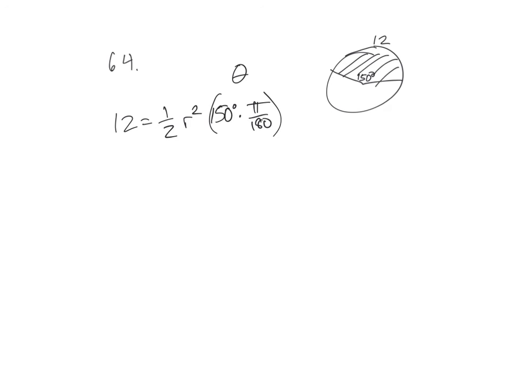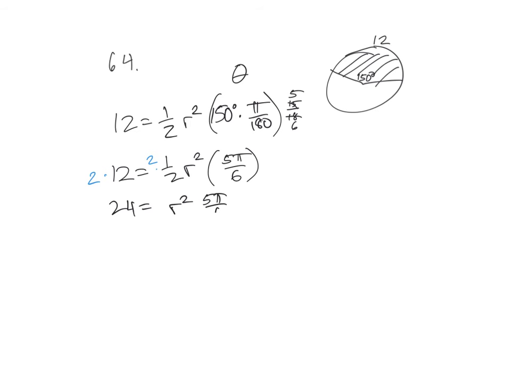So 150 divided by 180, we can reduce both those by 10 and we get 15 over 18. I'm just doing some quick reducing here. Reduce both those by 3 and we get 5 over 6. So 12 equals 1/2 r squared, and here we have 5 pi over 6. Okay, so we're trying to find the radius again. If we multiply by 2, I'll do it a little bit differently here, we get 24 equals r squared times 5 pi over 6.